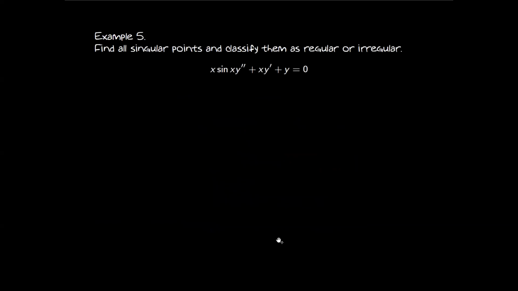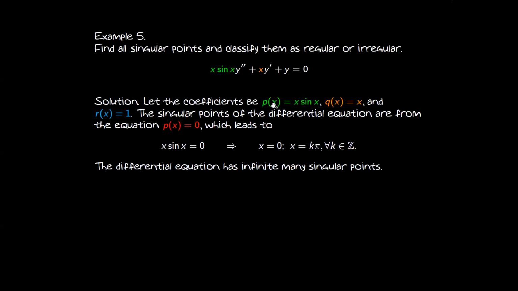Example 5. Okay, now it looks like we have an easier problem. The coefficients here look kind of easier, right? But anyway, we're going to do the same thing. First of all, we're going to call the coefficients P, Q, and R. The R here is a constant 1, by the way.